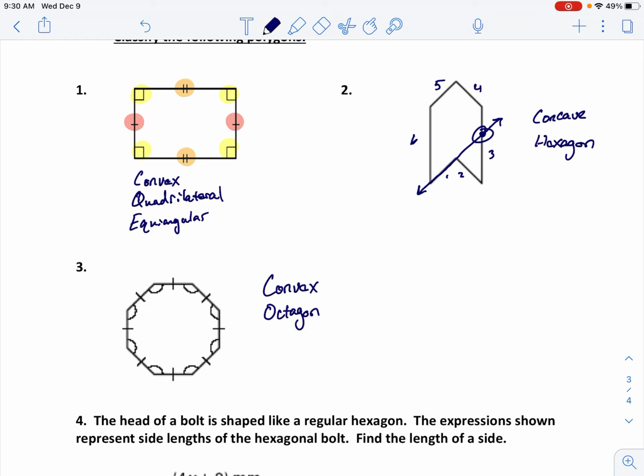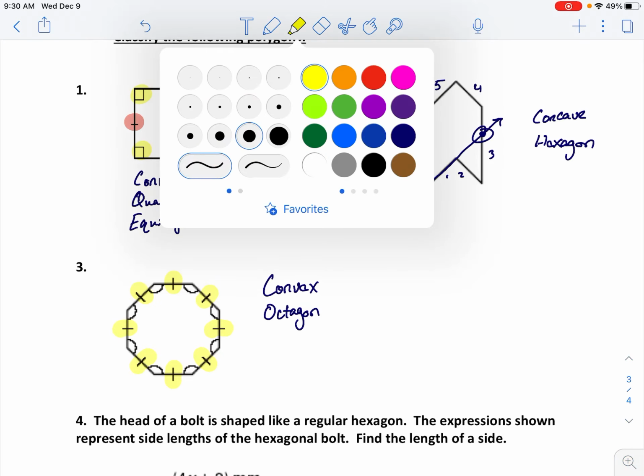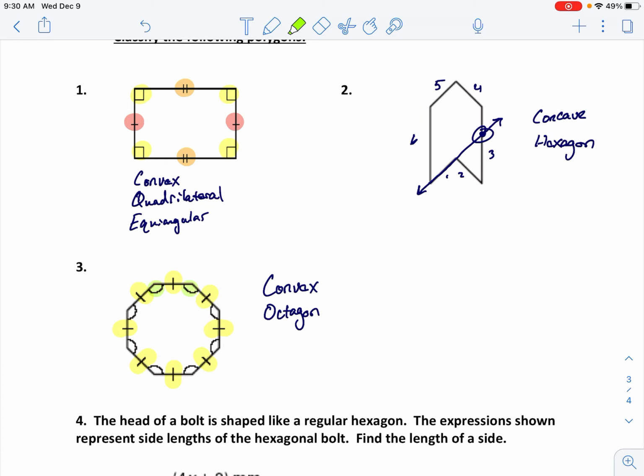And then if you take a look here, all the sides are congruent. All of them have one tick mark. So it's equilateral. But before we name it that, I also notice that all the angles are equal. They all have one arc. So this is our first example of seeing a regular polygon. That means it's equiangular and equilateral. So those are 3 examples. You're going to have plenty of those on your assignment today.